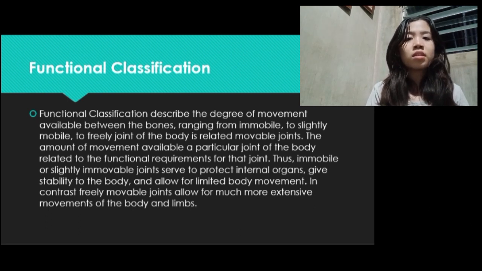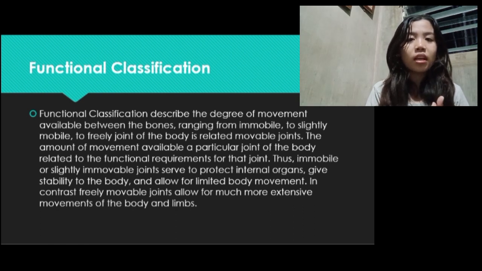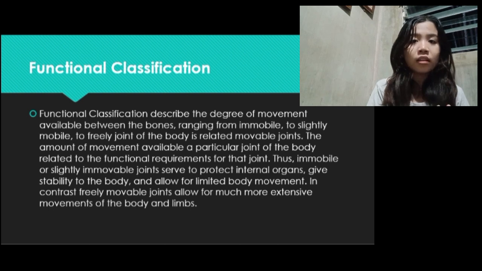The synarthrosis, these are what we call immovable joints, and they are also designed to provide stability. They are often found where protection is needed, such as in the skull to protect our brain. The bones in these joints are held together by fibrous tissue and there is no joint cavity.